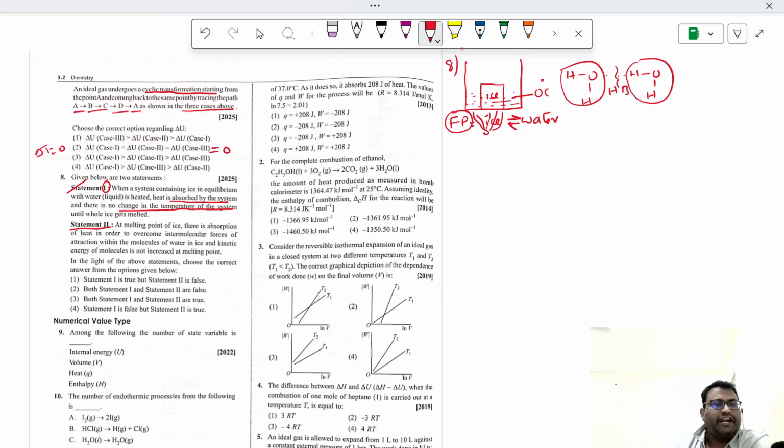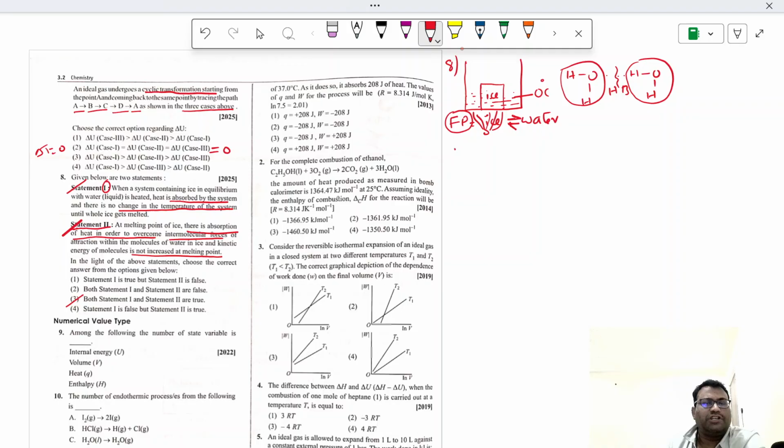So that is what happens here at the melting point of ice. There is absorption of heat in order to overcome the intermolecular forces of attraction within the molecules of water in ice, and the kinetic energy of the molecules is not increased at melting point. So whatever heat you are supplying is not used to increase the kinetic energy, it is just used to break the intermolecular force. So statement 2 is also correct. So both statement 1 and 2 are correct.